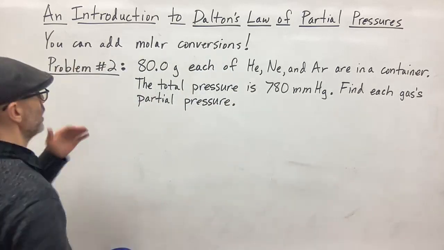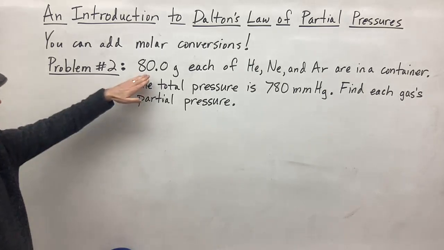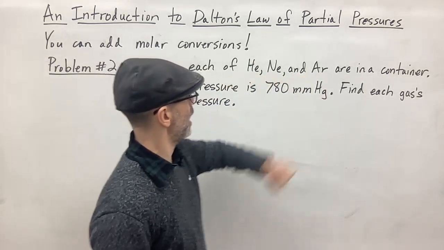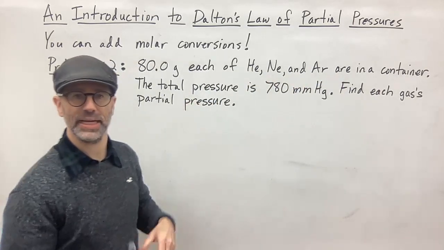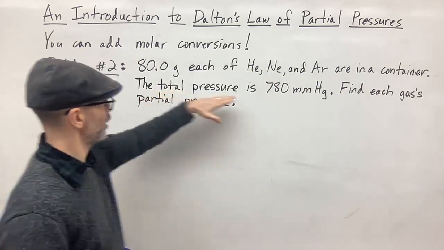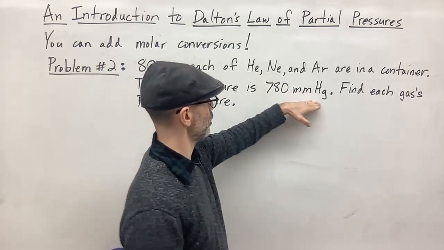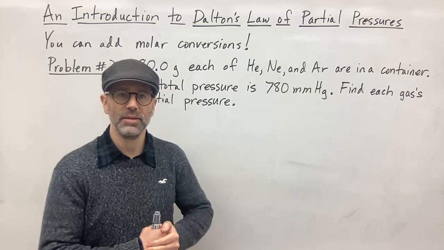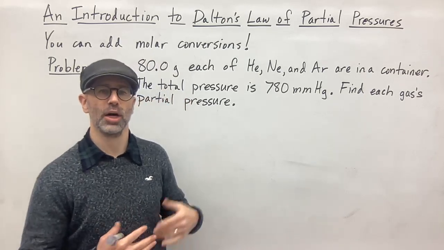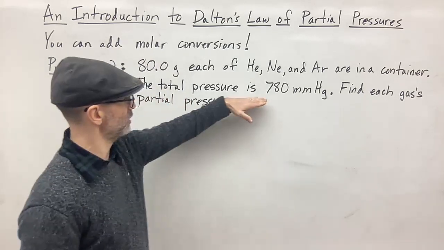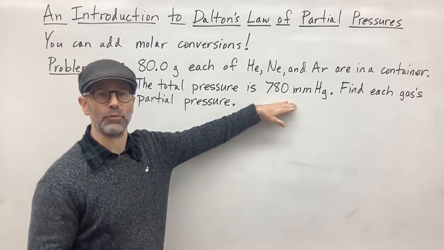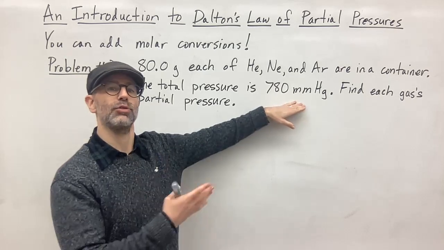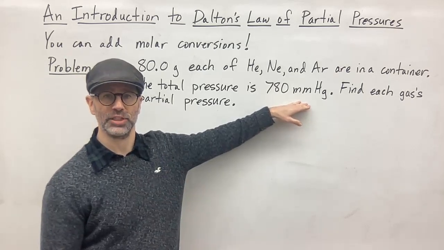Okay, so here we're given in this problem 80 grams each of helium, neon, and argon, and they're all in a container, so they're mixed together, and they're giving us the total pressure is 780 millimeters of mercury. Find each gas's partial pressure. So in order to get the mole fraction, we're going to need to convert to moles first. They gave us the total pressure, so if we can find the mole fractions of each, then we can use the mole fraction and the total pressure to calculate the partial pressure of each gas.